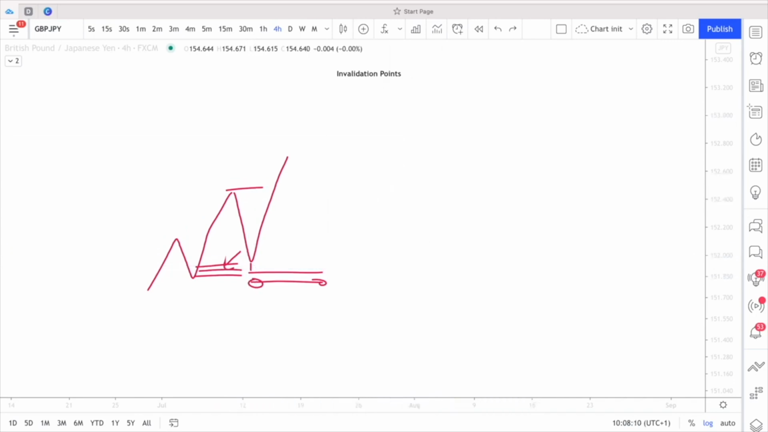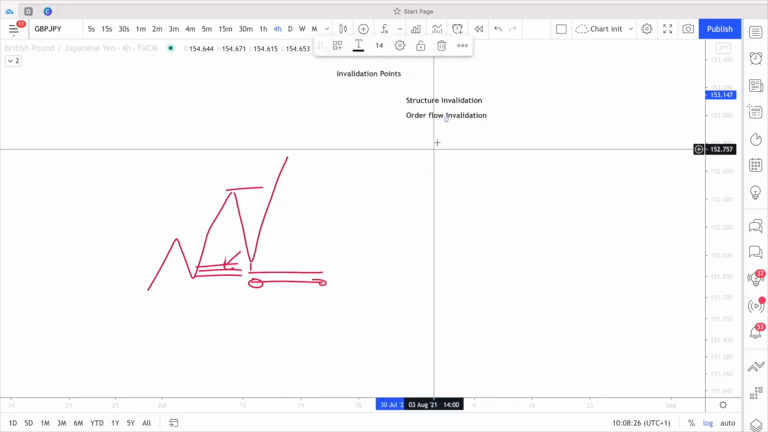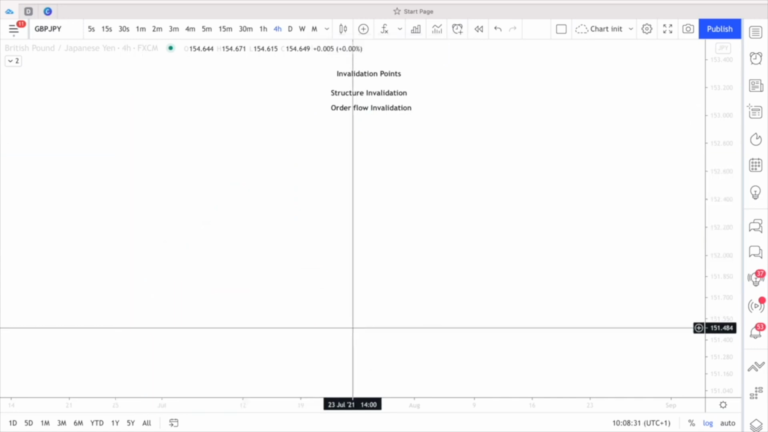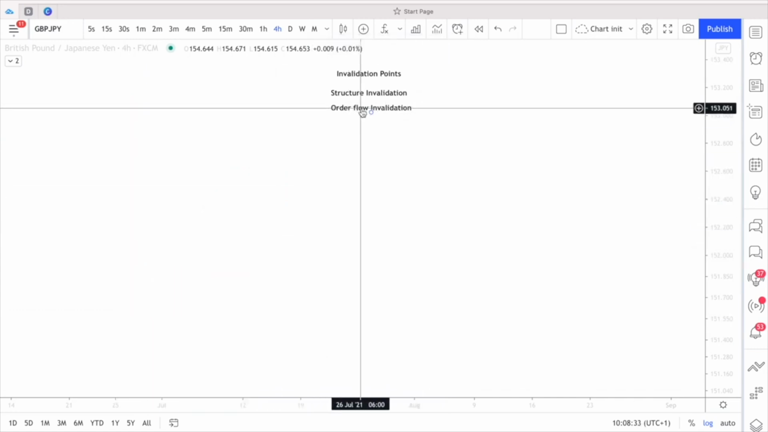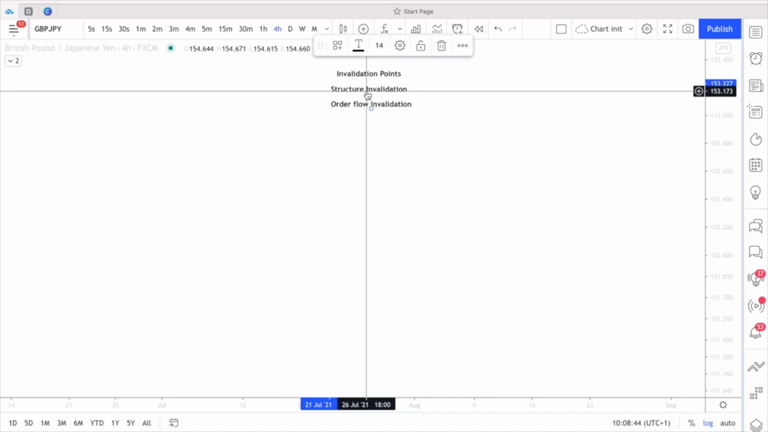So we have our structure invalidation point, and we have the order flow invalidation. There's not one that's better than the other, or more important than the other. They're both important, but understanding both of them is key. Order flow is more so giving you the idea of where to safely put your stop loss, whereas structure is telling you the direction, and it will invalidate the direction that you're looking at if it breaks structure.